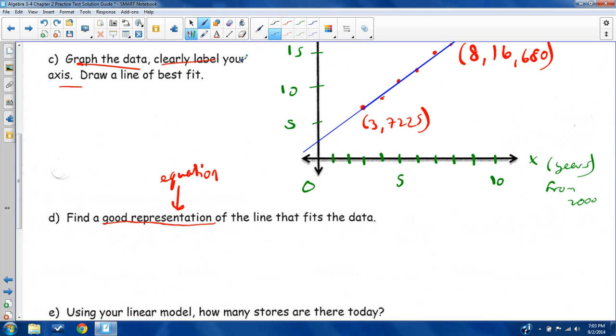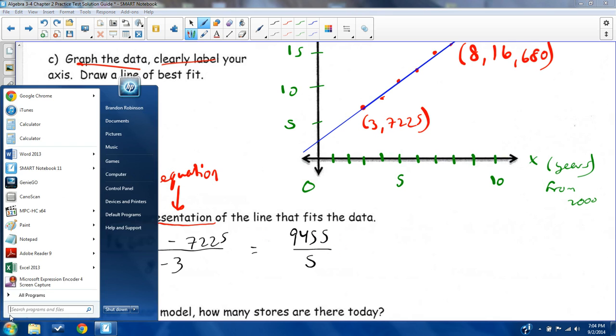I hope they use the same points. They did not. So my line is going to be different. I need to use a calculator to make this happen probably. So my slope is going to be y2 minus y1 over x2 minus x1. I know 8 minus 3 is 5. I don't know this one off the top of my head. I hope this is right, 9455 over 5. That's a rough estimate. Now I want to do this on a calculator.